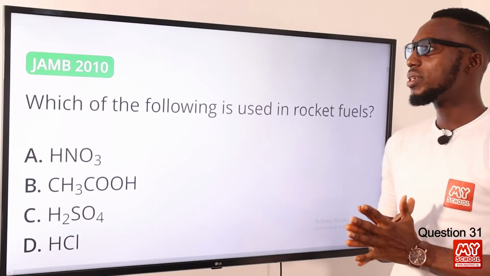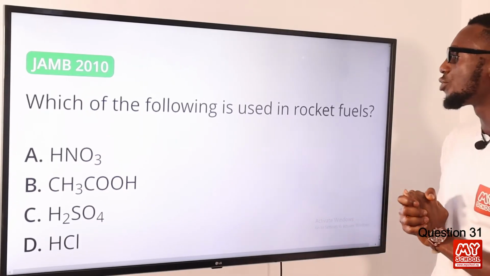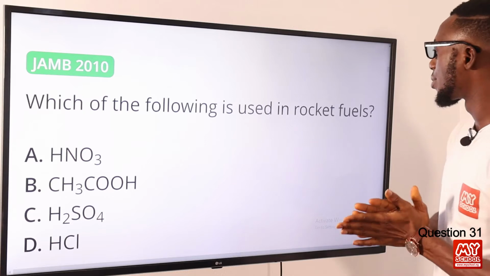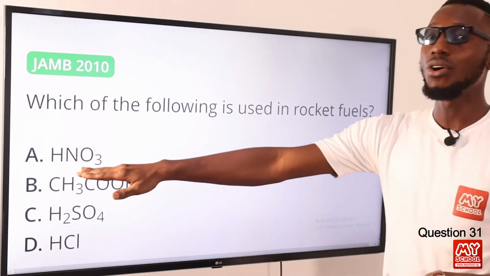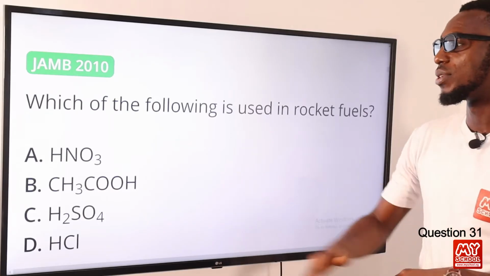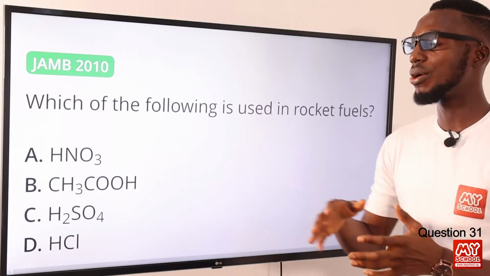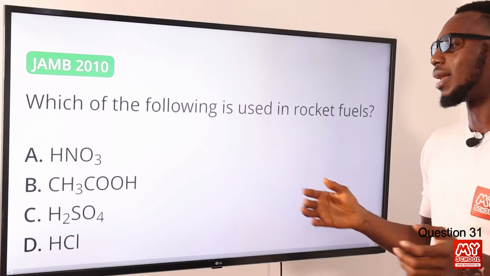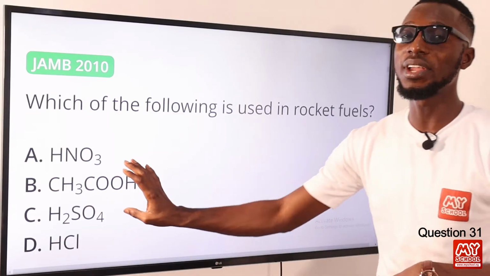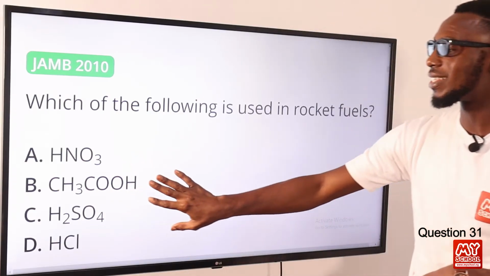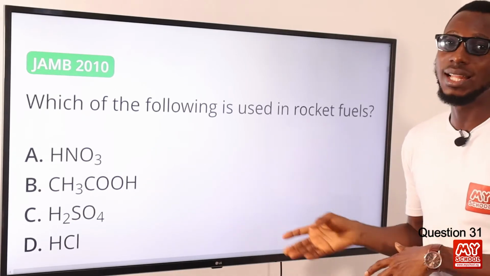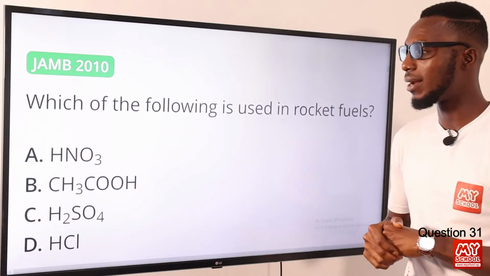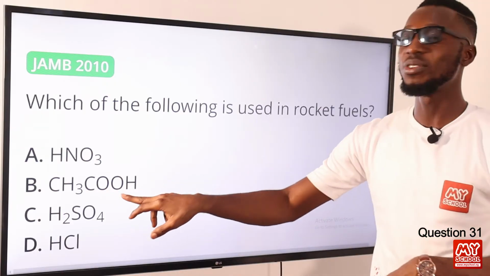Number 31. Which of the following is used in rocket fuel? When you talk about rocket fuels, we are looking at trioxonitrate(V) acid. This can be used as rocket fuel, when it comes to your TNTs and dyes. This is ethanoic acid. Ethanoic acid, of course, is used when you want to talk about solvents, dyes, your vinegar and the like. So this is ethanoic acid, not ethanol.